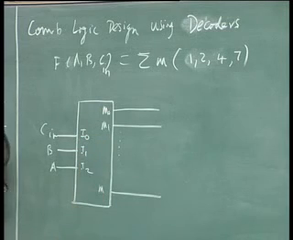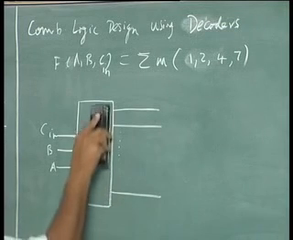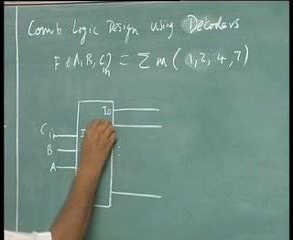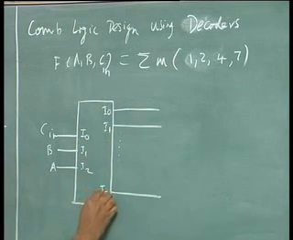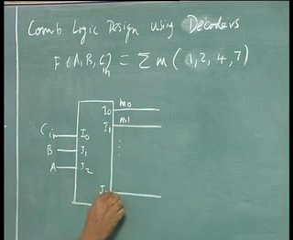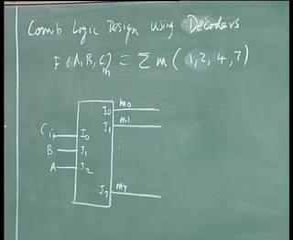Don't get confused. These are I's which are equivalent to the minterm, so I will put I0 inside and M's outside. This is M0, this is M1, etc. This is M7. Now in order to get a full adder, I need to combine M1, M2, M4, M7 into an OR gate.